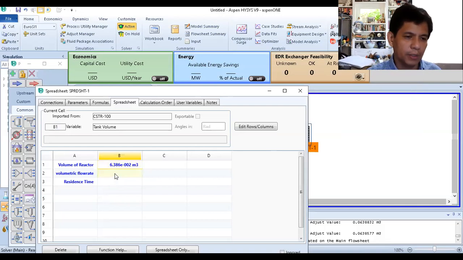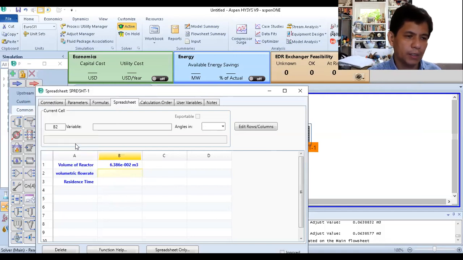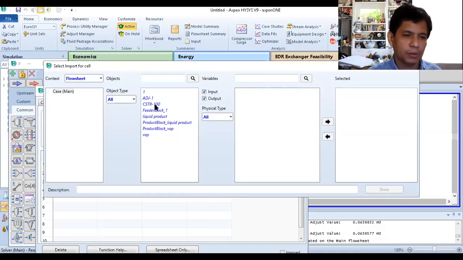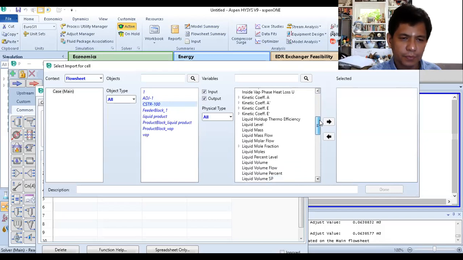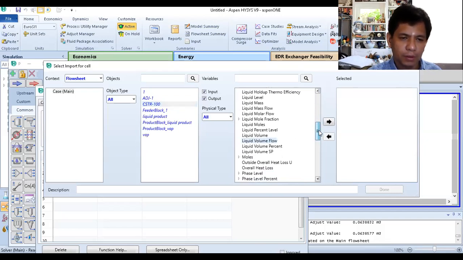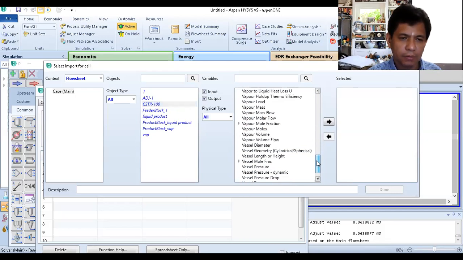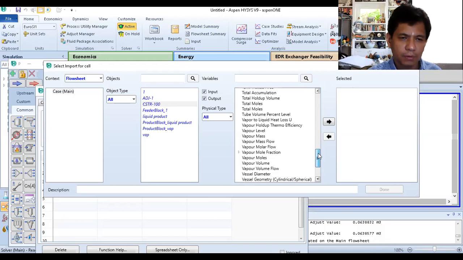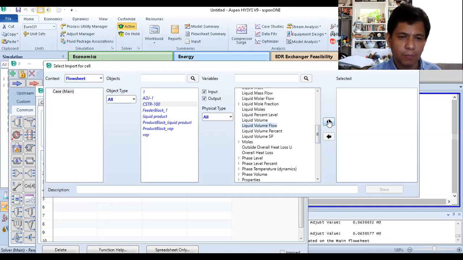Tapos volumetric flow rate. Ganun ulit. Right click this B2. Tapos add import variable. So, probably you can go to CSTR 100. Hanapin nyo lang dito yung volumetric flow rate. So, liquid volume flow. That could be it. Pero check na rin, baka meron pang mas exact. Puro vapor na to. I think that's it, no? So, ito, liquid volume flow.